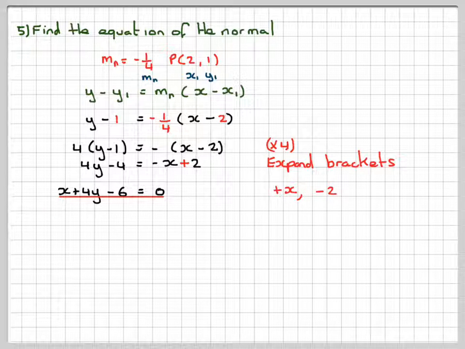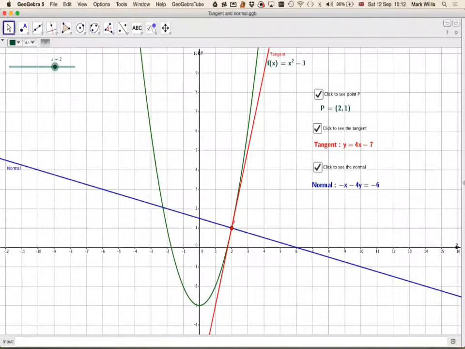Now equations written in this form are considered to be ax plus by plus c is equal to 0. So what we've done here is we found the equation of the tangent and the normal of a curve at a particular point. So we just go back to our drawing. We've got the equation of this line, and we've worked out the equation of this line. So we've got y is equal to 4x minus 7, and this has given me minus x minus 4y is equal to minus 6, which is x plus 4y minus 6 is equal to 0. It's the same thing.